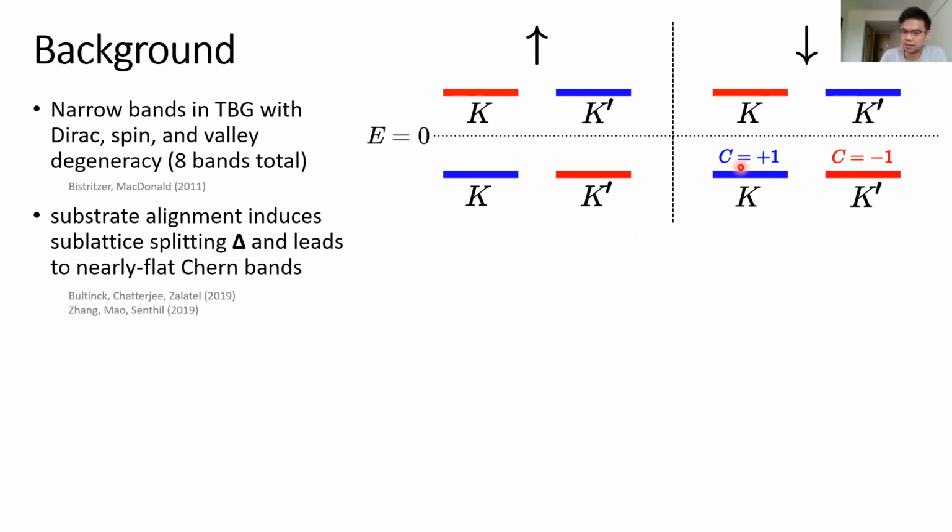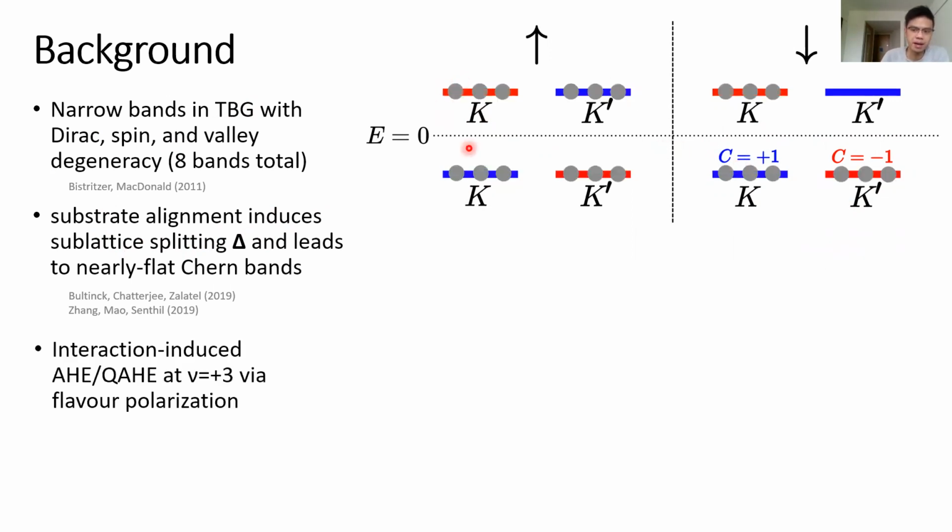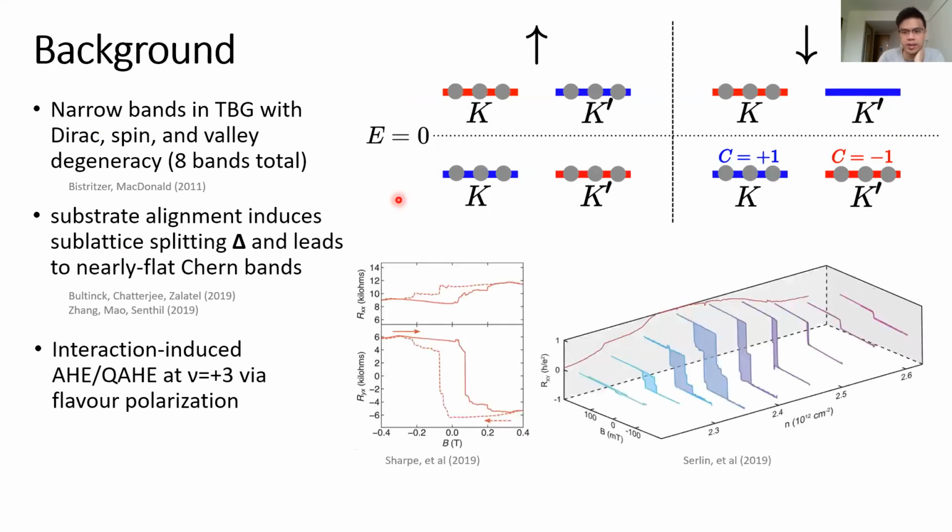Now, when you add interactions, well, we have flat Chern bands. You might expect physics similar to quantum Hall ferromagnetism. And indeed, if you work at a filling of 3 electrons per moiré cell, you might expect to flavor polarize. Here I have a situation where I filled up all the bands except for one K prime band. And so the system has a net Chern number of 1 or minus 1, and therefore is expected to exhibit the quantized anomalous Hall effect.